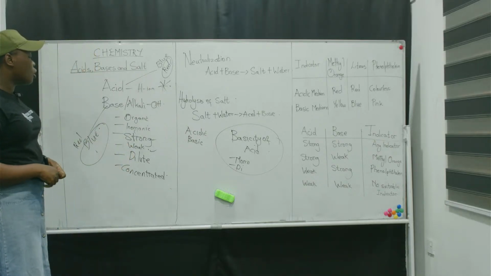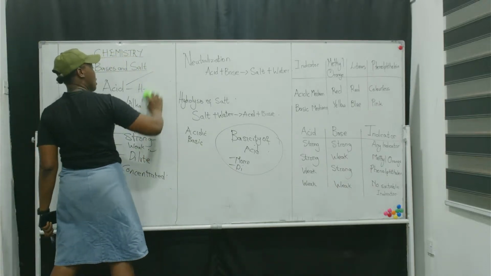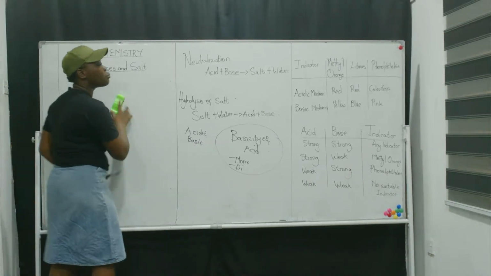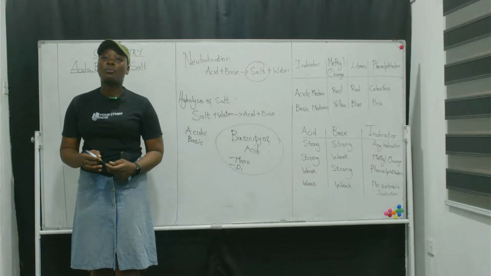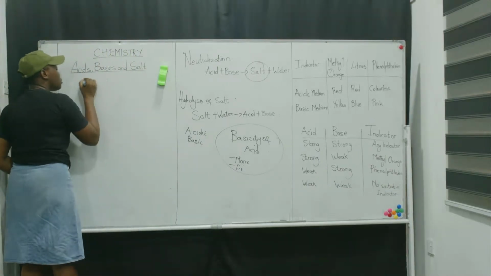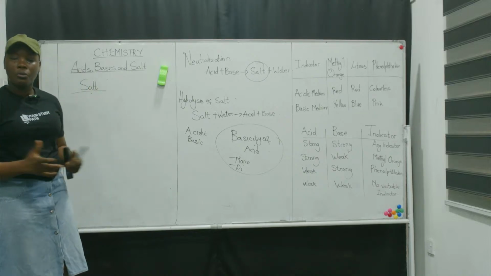All right, that's good. So we moved on to salt itself. Salt, from what I wrote down, is the product of neutralization reaction. So when we are asked what is salt, salt is basically the product of neutralization reaction.